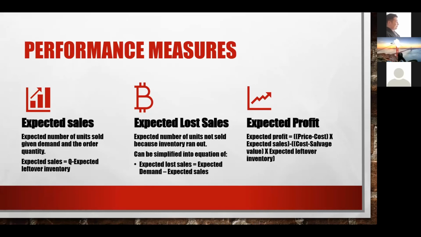So, some more performance measures to go over. There's expected sales, which can be calculated. It's the expected number of units sold given demand and the order quantity. So it is Q minus the expected leftover inventory. Expected lost sales is the expected number of units not sold because inventory ran out. This can be simplified into the equation of expected demand minus expected sales. And then the expected profit is the cost price times the expected sales minus the cost salvage value, and that is multiplied by the expected leftover inventory. Next slide, please.